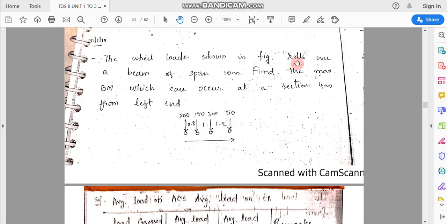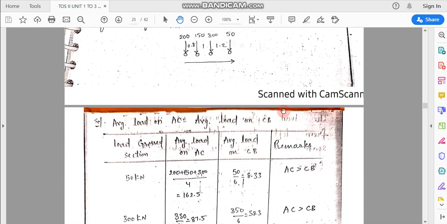So the wheel load shown in figure rolls over a beam of span 10 meters. The span of the beam is 10 meters. We have to calculate the maximum bending moment at a section 4 meters from left end. Okay. So for that case, we need to understand what are the loads, average loads on one section and average load on the remaining section.